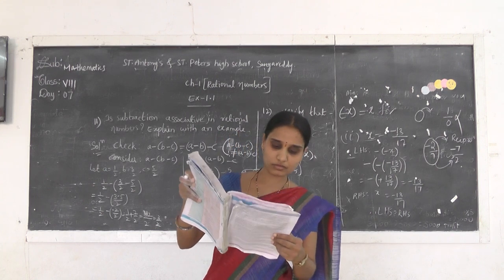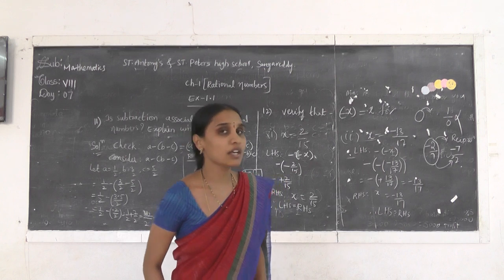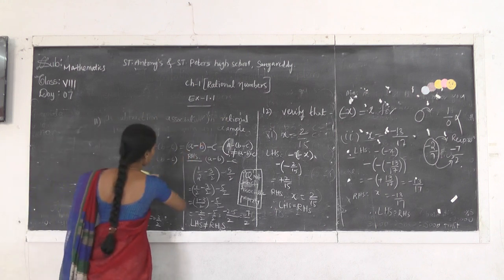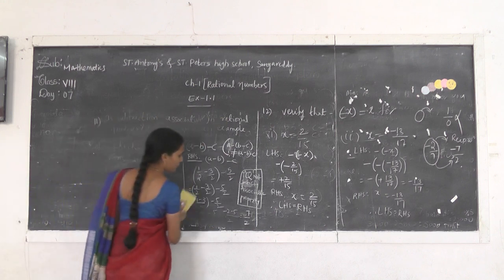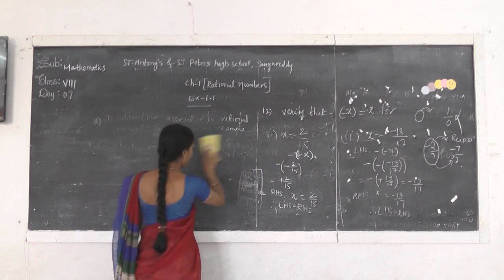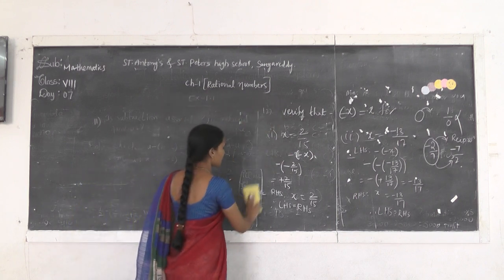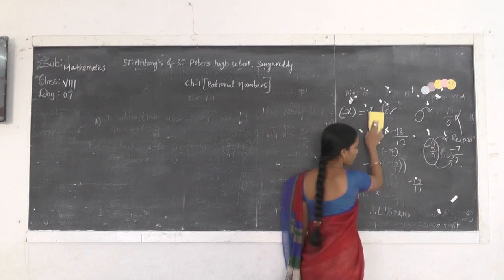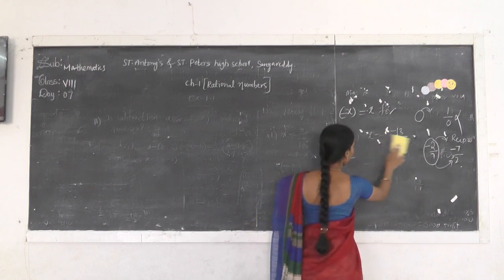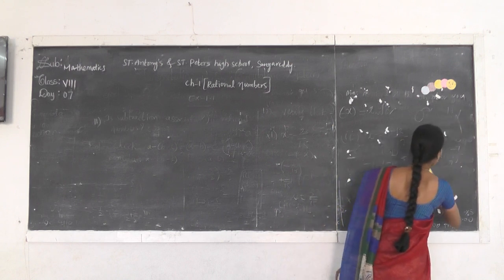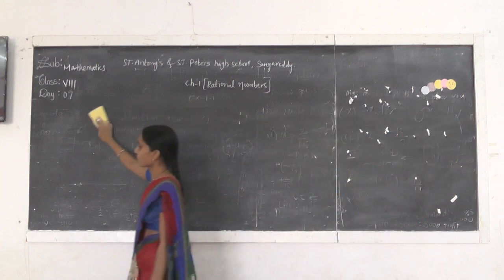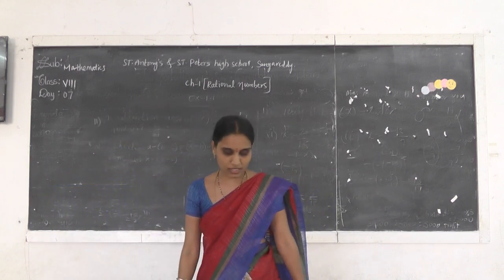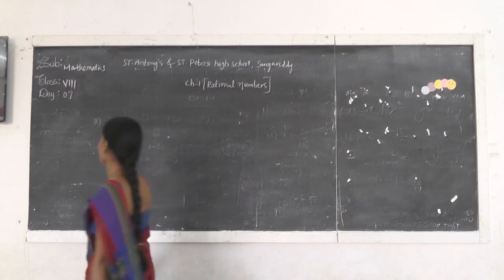Next, representation of rational numbers on the number line. Till now, you already know how to represent natural numbers, whole numbers and integers on the number line. So how to represent rational numbers on the number line? Rational numbers are the numbers in the form of p by q, q not equal to 0, where p and q are integers.